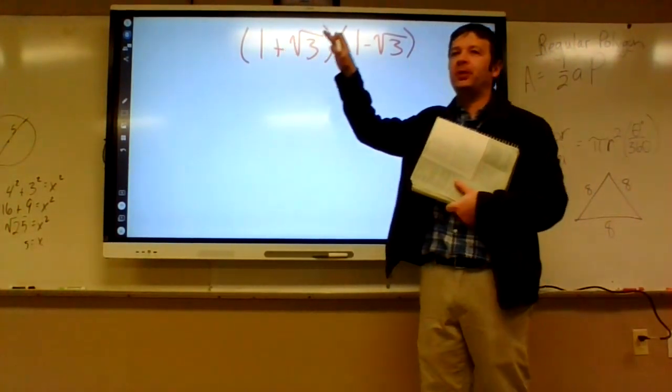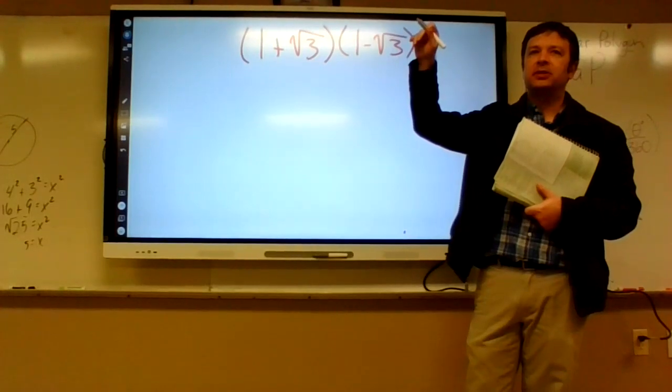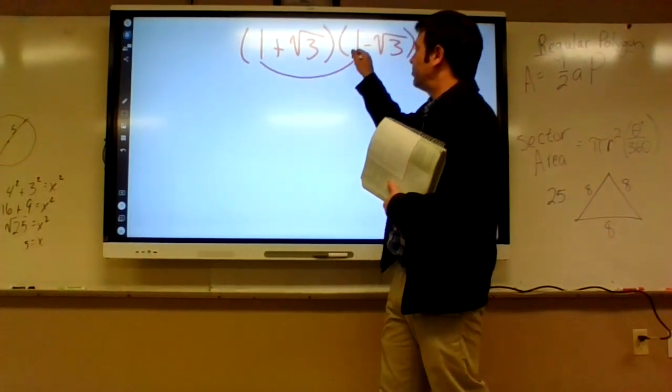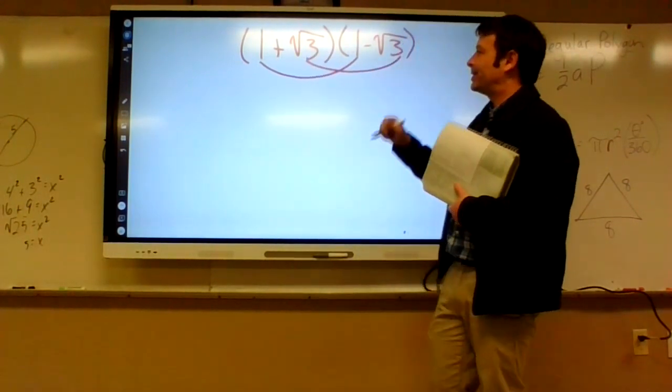Yeah, these are called conjugates. What's special about multiplying conjugates together? The middle part disappears. The outside, inside cancels out. So really, you could do the whole foil, but you only need to do first and last.